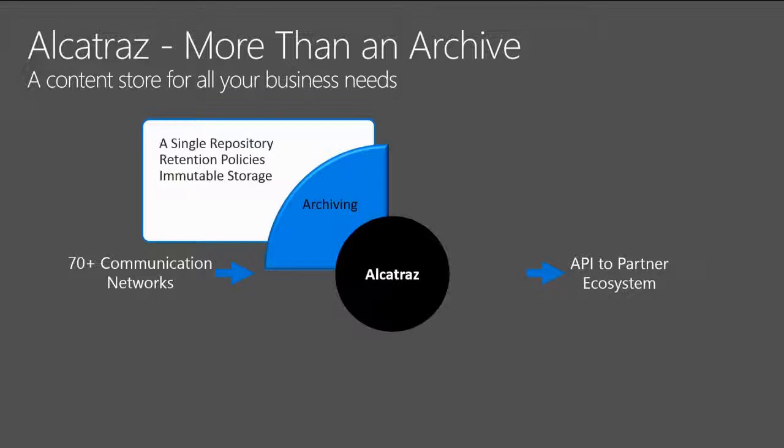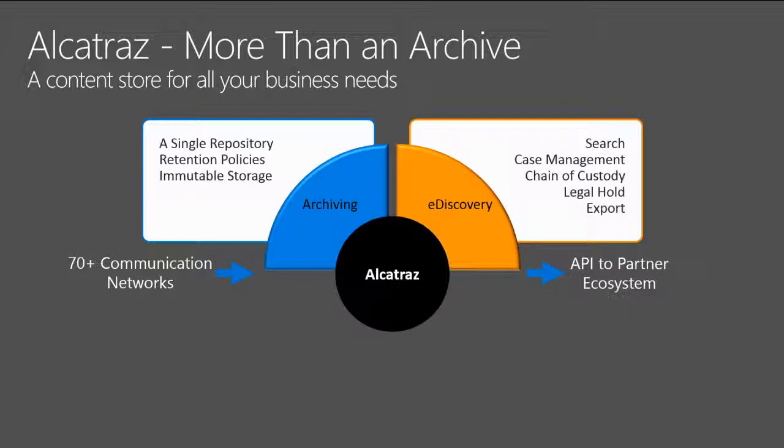So Alcatraz has archiving, so again, a single repository. We've got retention policies, so if you have to keep some data for 7 years or 1 year, we've got that. We also have immutable storage, which is basically WORM technology implemented in software. We've got e-discovery, again, search, case management, chain of custody. We've got legal hold and export.